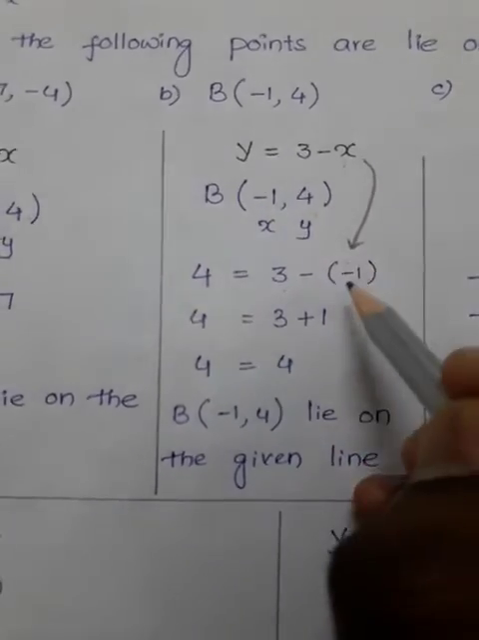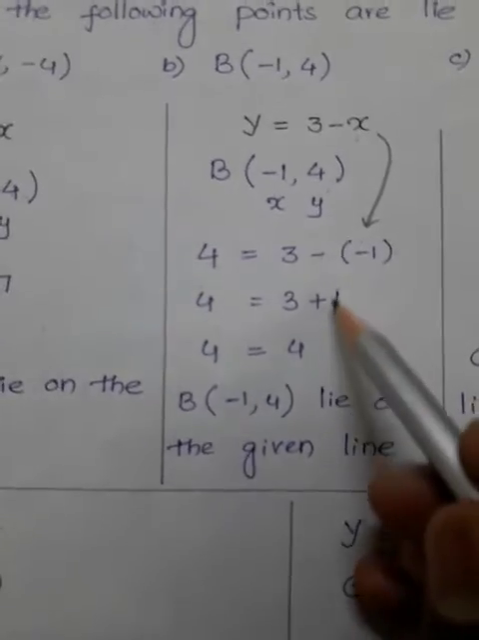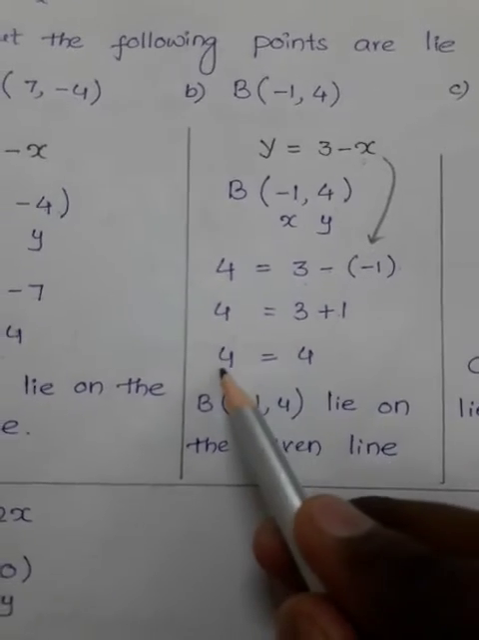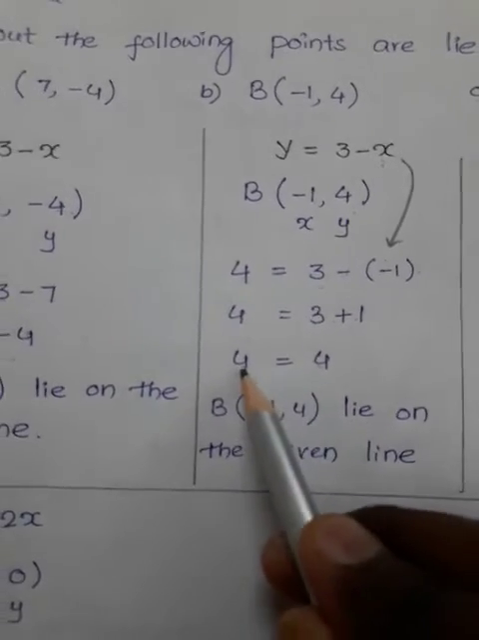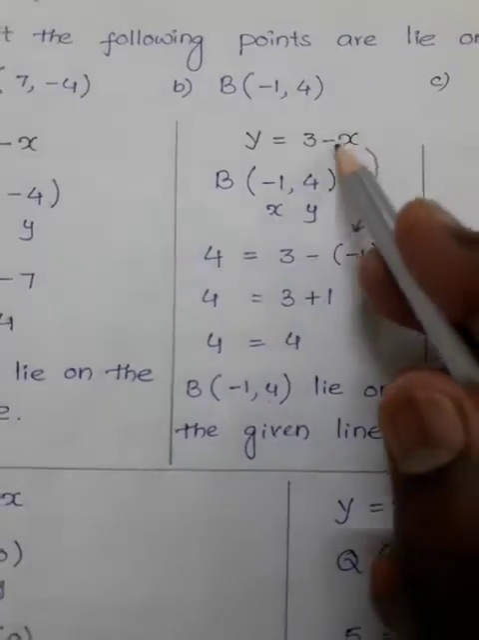Now the x value is minus 1. Write it in brackets, because minus into minus, when you write in brackets, means multiply. Minus into minus is plus, plus 1. So 3 plus 1, how much? 4. Again, the left hand side is 4, the right hand side is 4. Whenever left and right are equal, this coordinate is on the line.